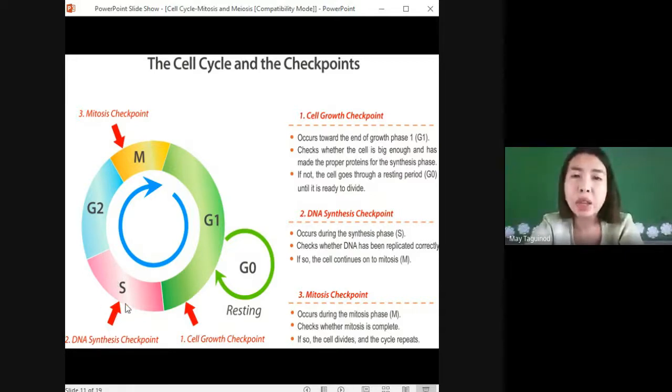While in the S checkpoint, they determine if the DNA has been properly replicated. And last is the mitotic checkpoint, which ensures that the chromosomes are aligned at the mitotic plate.